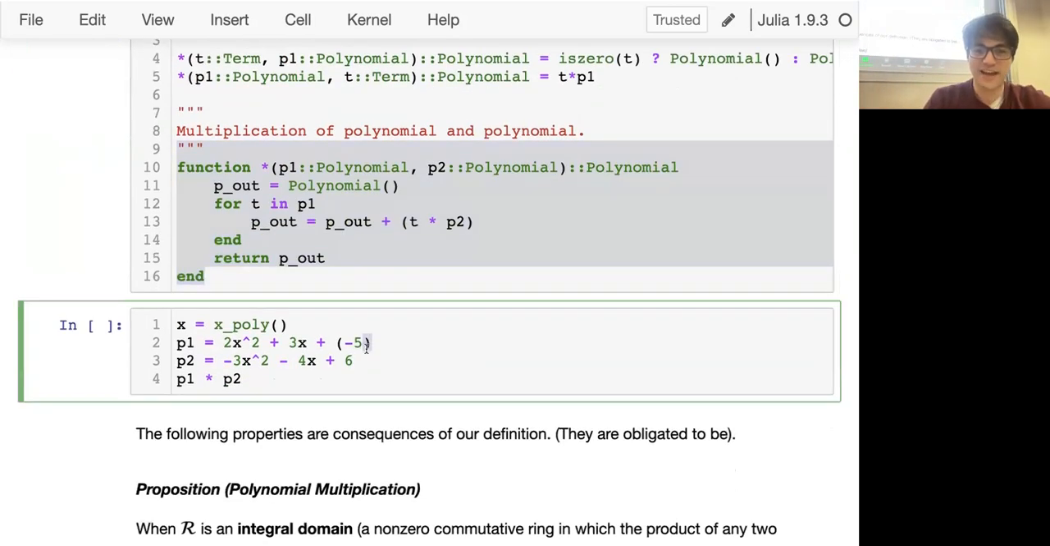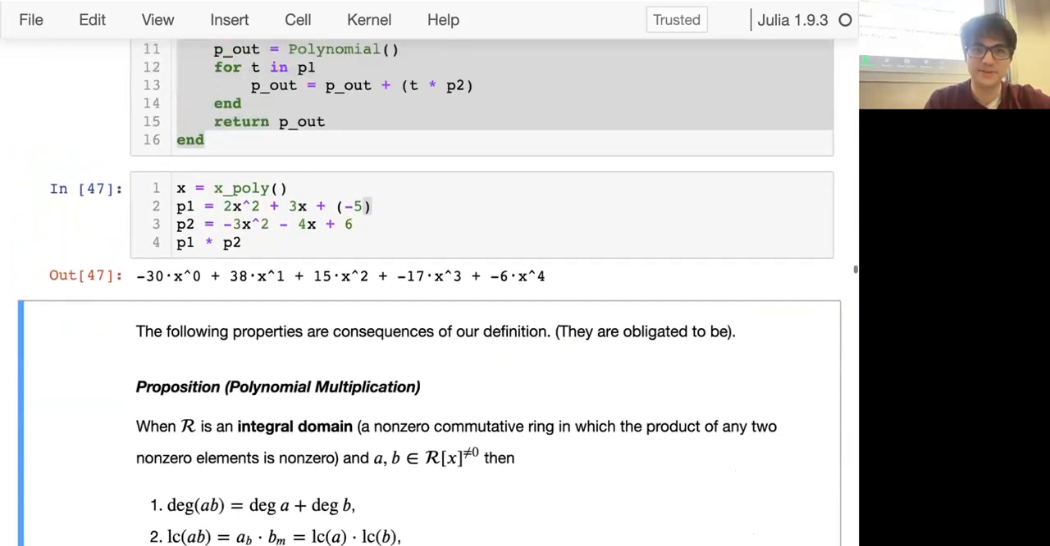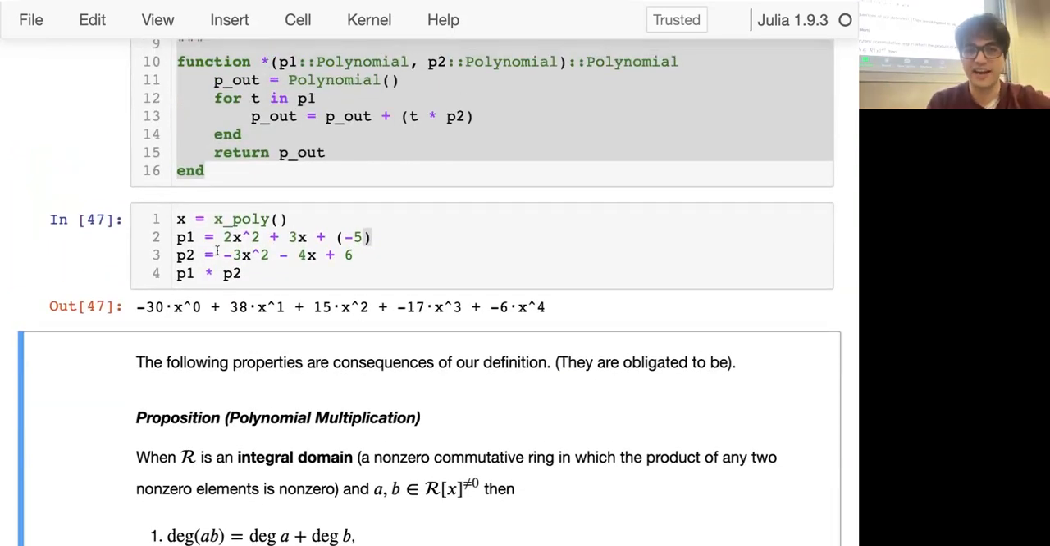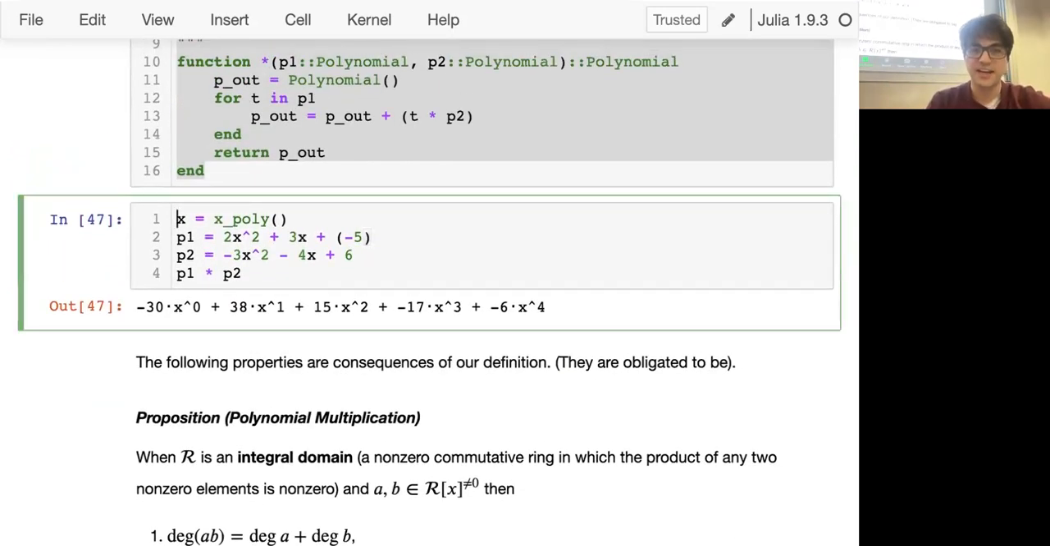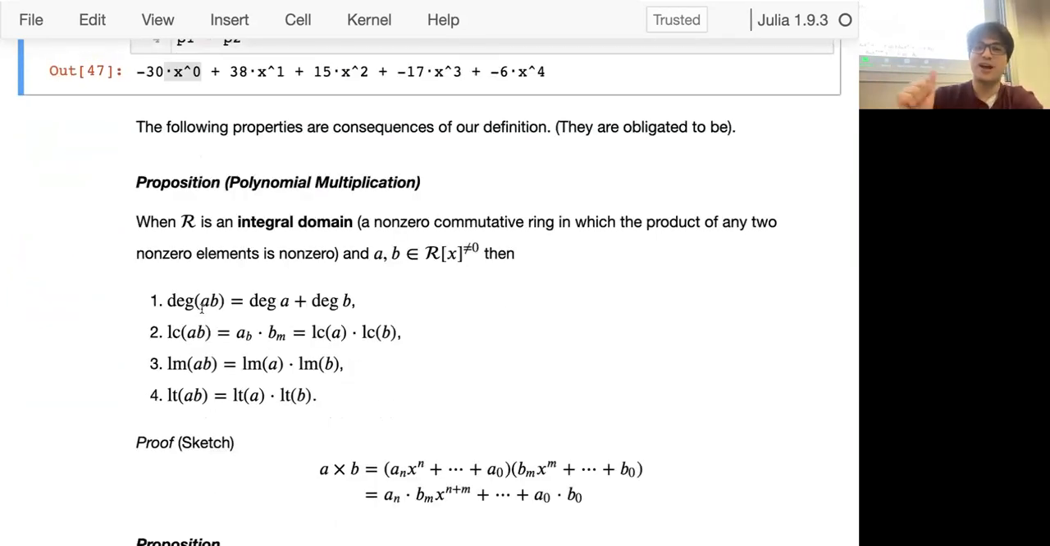Okay, so here we have some examples of the multiplication working. So I have P1 and P2, and you can multiply them, and there you go. Except this hasn't been prettied up yet, right? That x to the 0 shouldn't be here. Okay, so the following properties are consequences of our definition. Right, so why did I just do this? Well, I've defined addition on polynomials, and I've defined multiplication on polynomials, which means polynomials are a what?